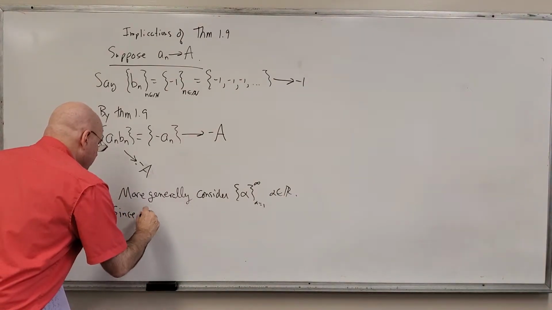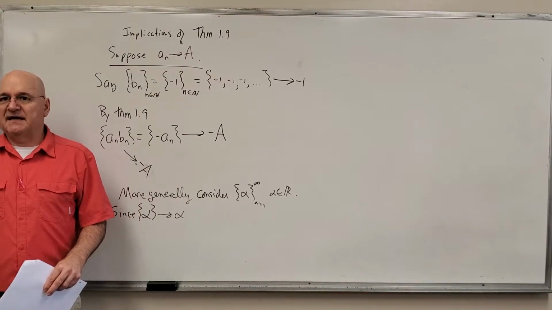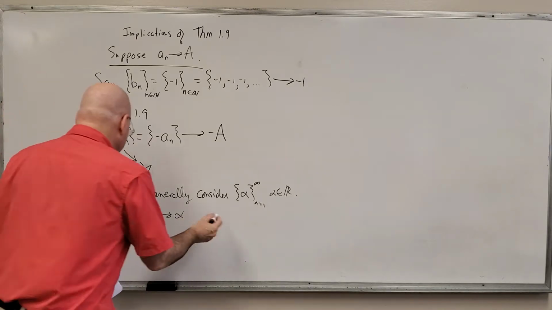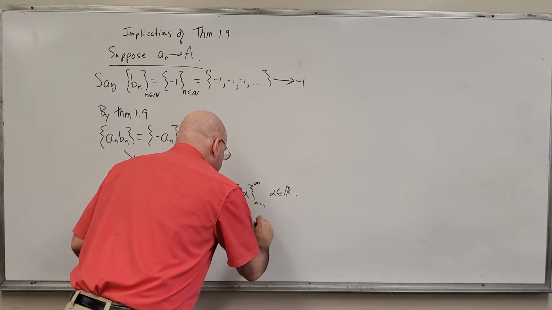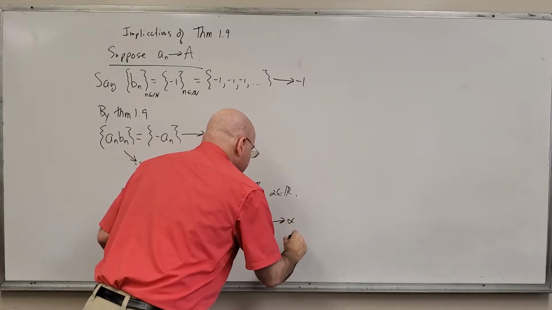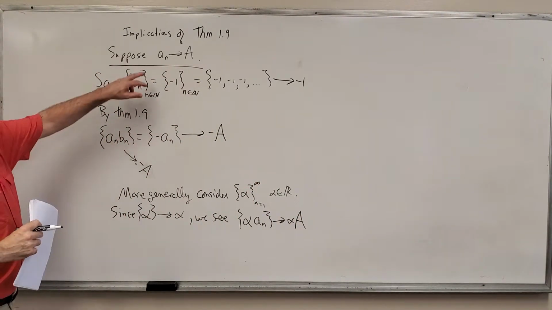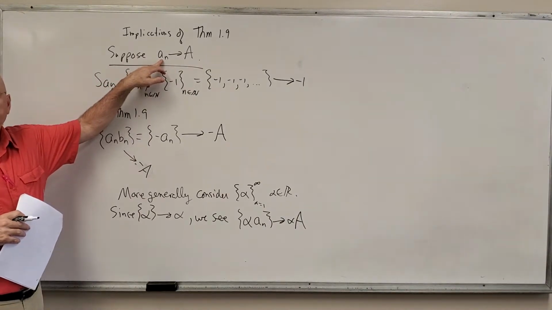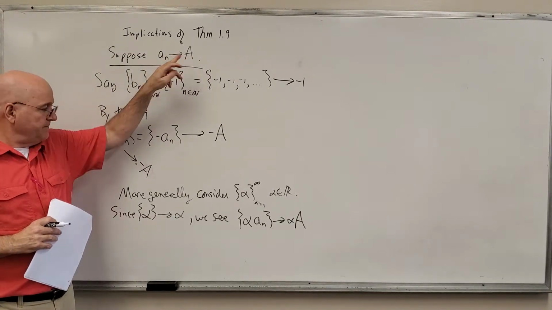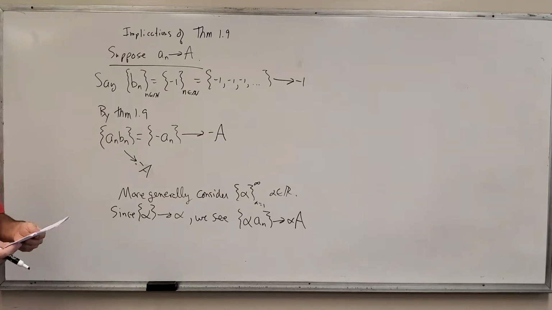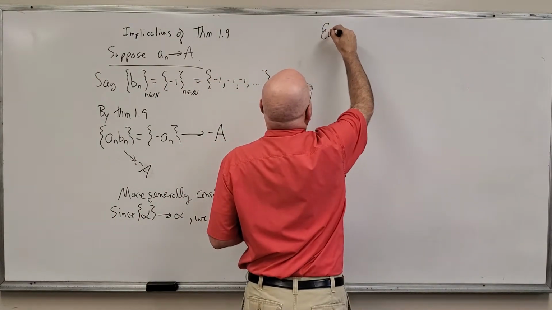Since the sequence alpha converges to alpha, we know what the new sequence AN times alpha converges to by theorem 1.9. If I take alpha AN, it's going to converge to alpha times A. So a real specific example would be if you doubled all the values in the sequence AN, that new sequence is going to converge to A doubled, or 2A.